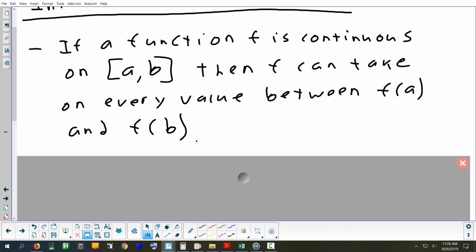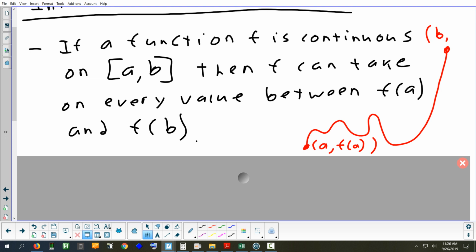Let's draw kind of a picture of that. This is point A. The y value, well, I don't know, you'd plug in A into the function and see what it comes out to, but it would be f of A. This is going to be my B, and what would be the y value up here? I don't know, plug B into the formula and see what you get.